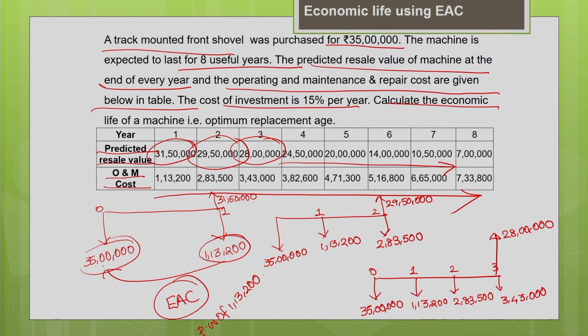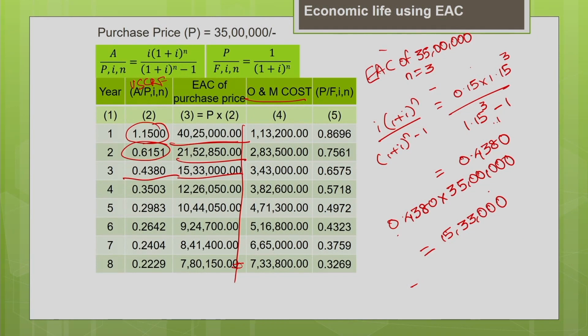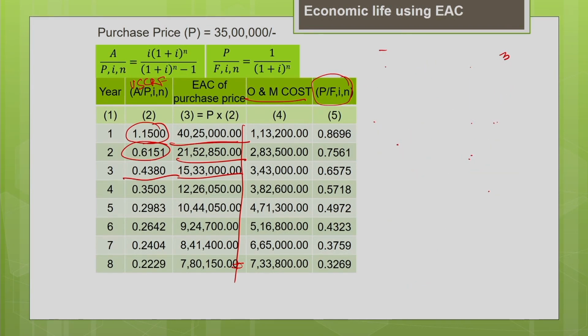Once you find the present worth of 1,13,200, then you can find its equivalent annual cost using the uniform series capital recovery factor. So, the first step is we will find the present worth of the operating and the maintenance cost. For that you have to go for the present worth factor. So, you need to find P for the known F, i, n. What is your F? F is 1,13,200, interest rate is 0.15, n is 1.